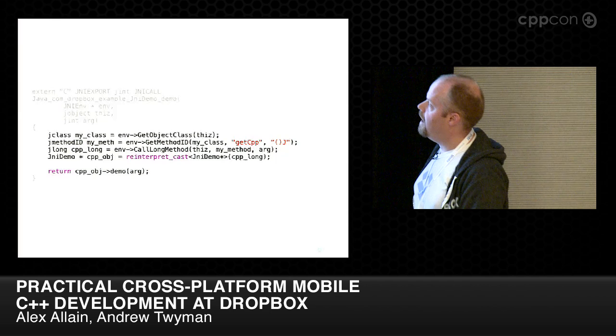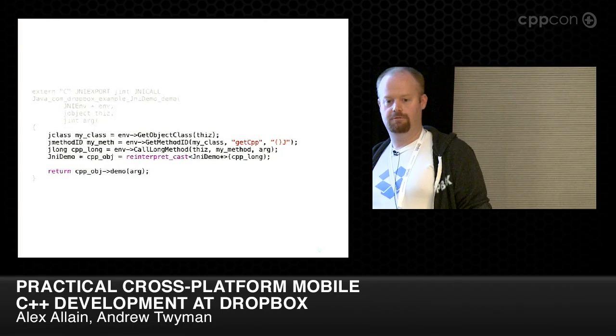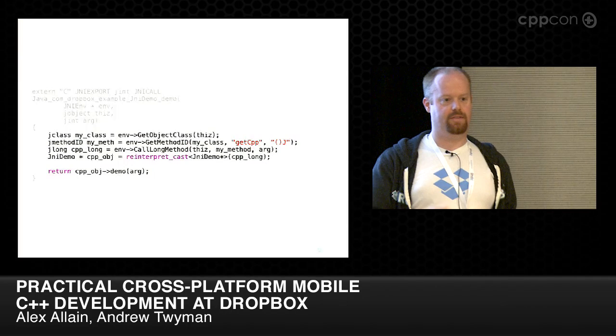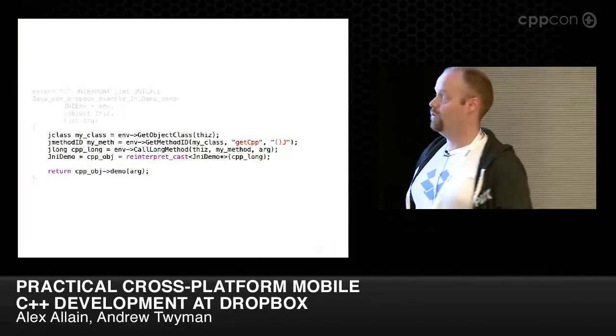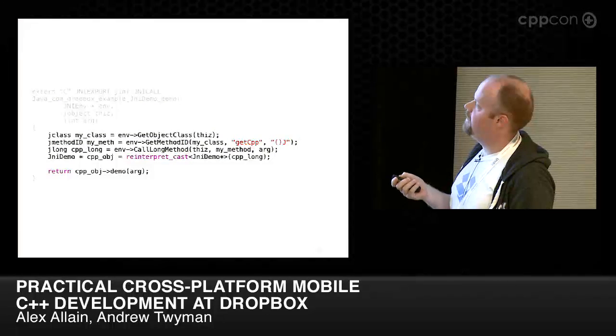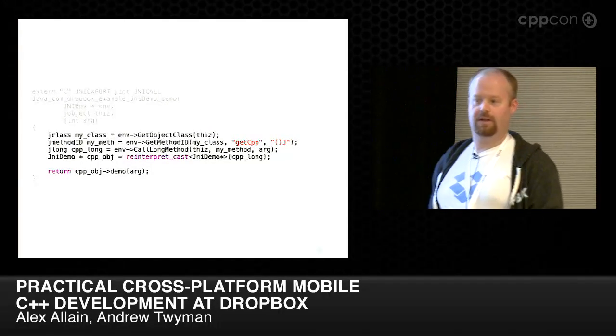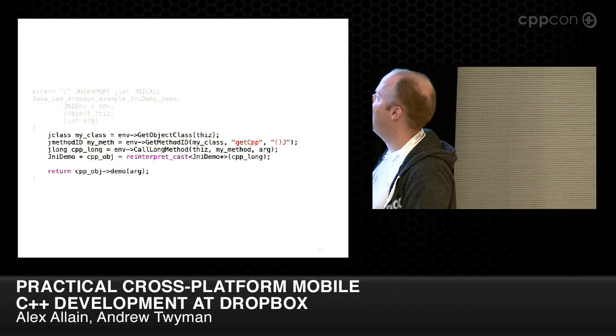A common way of accomplishing that is to take a pointer to your C++ object, reinterpret cast it to a long, and stick it inside of the Java object. I know. So here's how I might do that. I actually have to call into Java, which means I start with the Java object, which is this, named to make sure it doesn't collide with the keyword this.